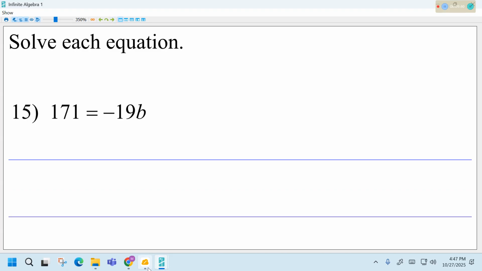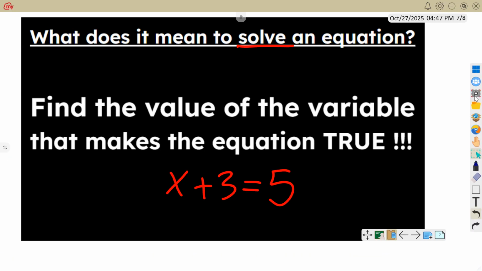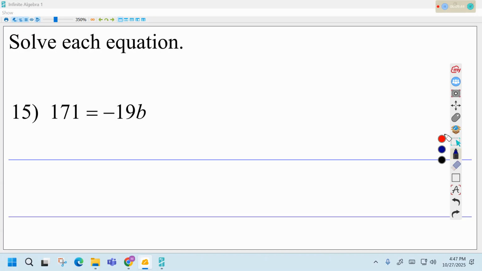In this problem, how would I solve this one though? I'll do a couple more before this video is over. To solve this equation, I need to realize what it is that I want to get rid of. I want to have the b by itself. So to get rid of that, I need to eliminate this multiplication by negative 19. So I need to divide both sides by negative 19.